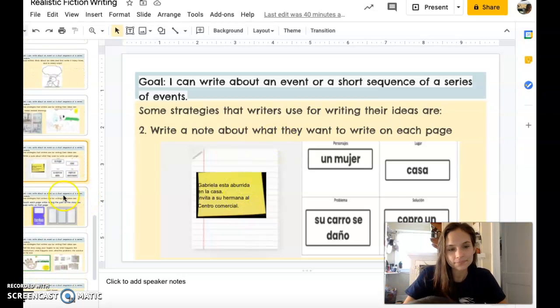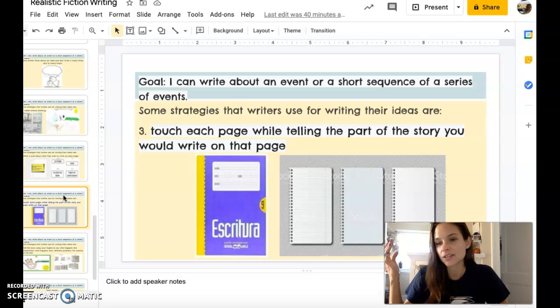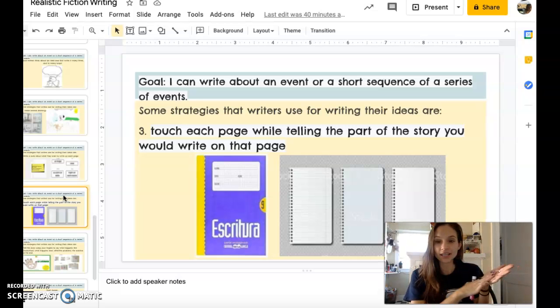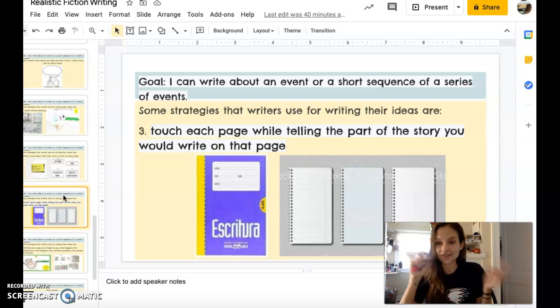Okay? Another strategy, I like this one a lot. This is called the touch strategy. And what you do is you touch each page while telling the part of the story that you would write on that page. Now, when we do this on Seesaw, you're going to see on the document that I send you that it's a little different than being able to touch a real page. Now, if you want, you can use your notebook and you can tell your story and touch each page of your notebook. That's a really good idea. Another idea would be you can touch the pages I give you on Seesaw and use the microphone to tell your story.